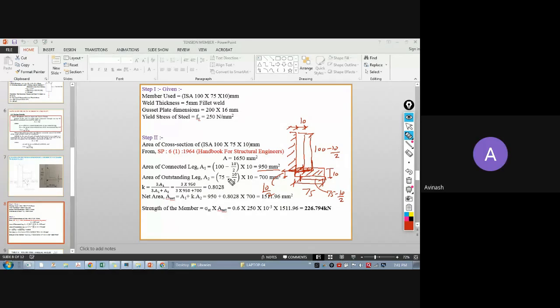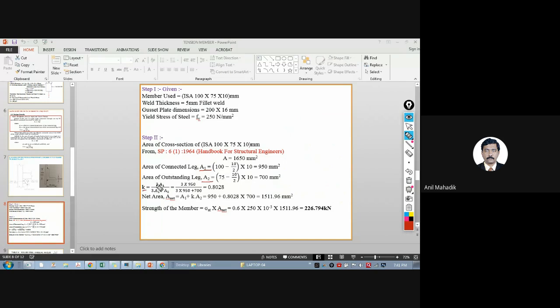Yes, sir. Okay. Now, once you get the A1, A2, then you just put it into the formula. K is equal to 3A1 upon 3A1 plus A2, which comes out to be 0.8. And the net effective area is A1 plus K A2. So A1 is the connected leg area, A2 is the unconnected leg area, and this is the factor K. So you get this effective area. Then A net into permissible stress is nothing but your capacity. Got this? Did you understand? Yes, sir.